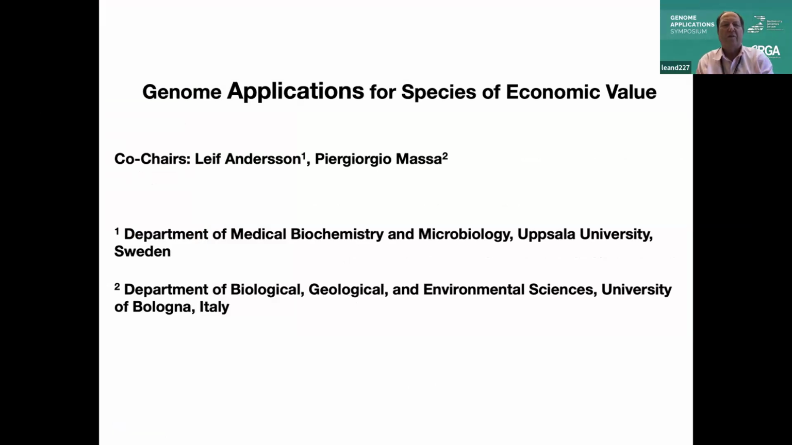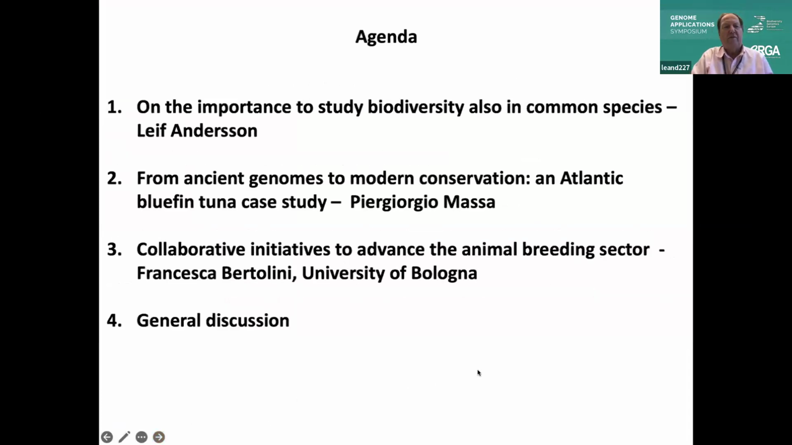Good. Okay, so we will talk about genome applications for species of economic value. I'm Leif Anderson from Uppsala, and then we have Piergiorgio Massa from the University of Bologna, Italy. This is the plan: we will have 3 short talks by myself, Piergiorgio, and an invited guest, Francesca Bertolini, who will talk about the animal breeding sector. Then we have a general discussion after that. We decided to skip the Mentimeter and have a more normal discussion.